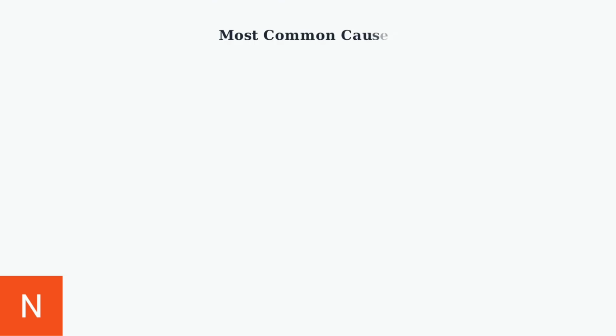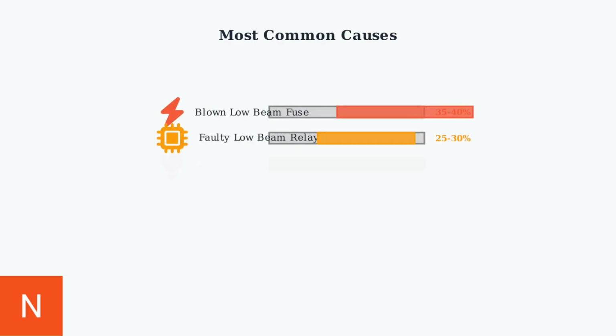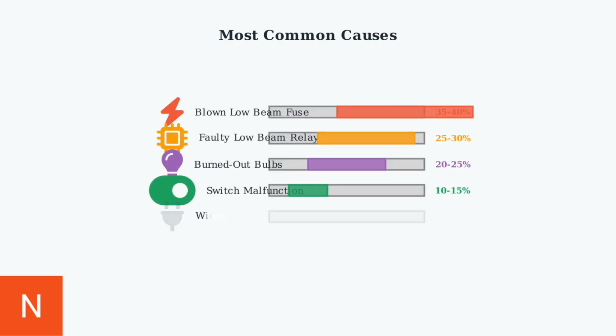Based on automotive repair data, there are 5 main causes for low beam failure. Let's examine each one with their likelihood of occurrence. Now let's examine the most common culprit, the blown fuse. Fuses protect your electrical circuits from damage, but they sacrifice themselves when too much current flows through.